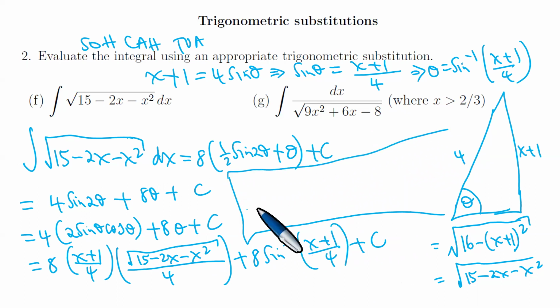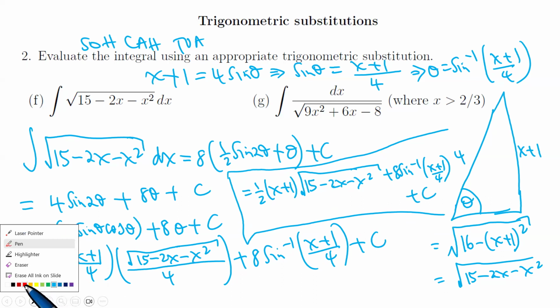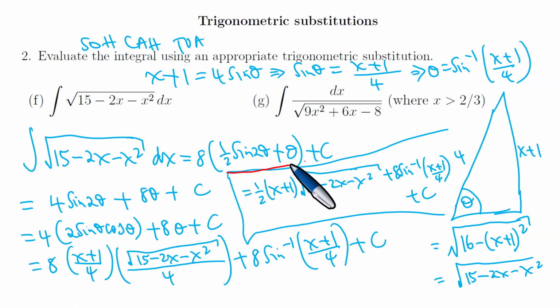Right. So that we have 4 by 4, 16. 8 out of 16, 1/2. x plus 1, the square root of 15 minus 2x minus x squared, plus 8 arc sine of x plus 1 out of 4, plus c. So this becomes the answer.